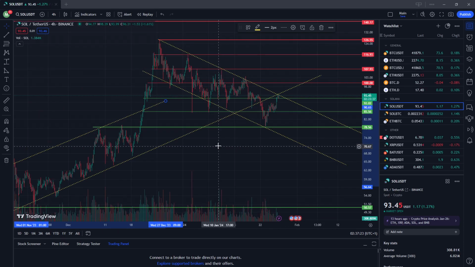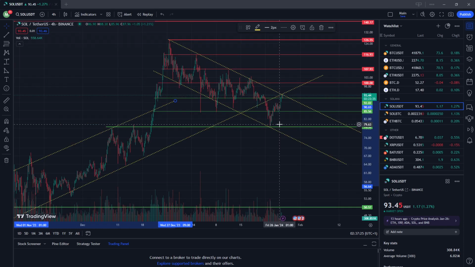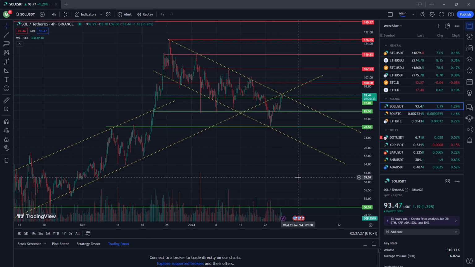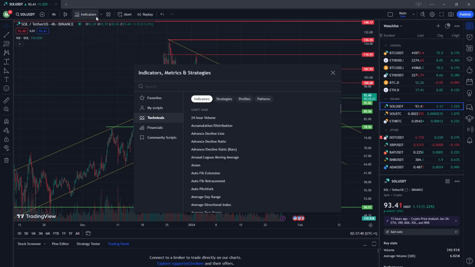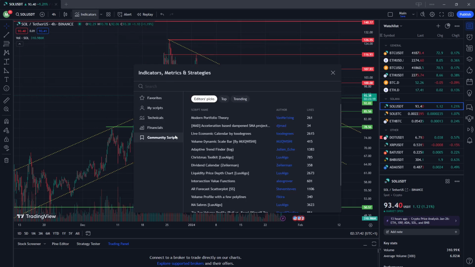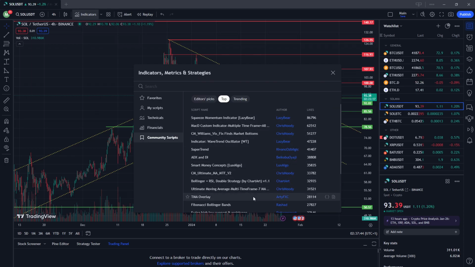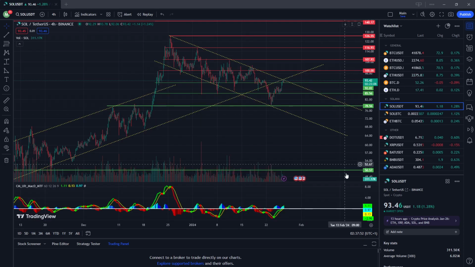I was also going to talk a little bit more about indicators. This is very cluttered, so I'm going to add a couple. We already have the volume, and it's going to become more cluttered, so keep that in mind. The first one that I'm going to introduce, and I like to go to community scripts, and on top you have a lot of these, is Chris Moody's MACD custom indicator with multiple time frame stuff, because it has a lot of things combined.